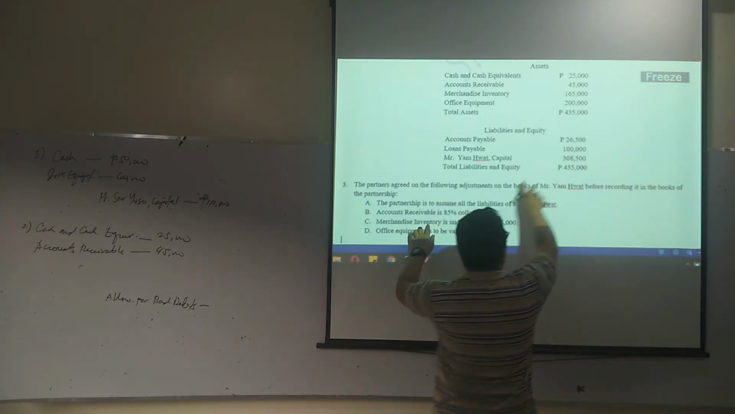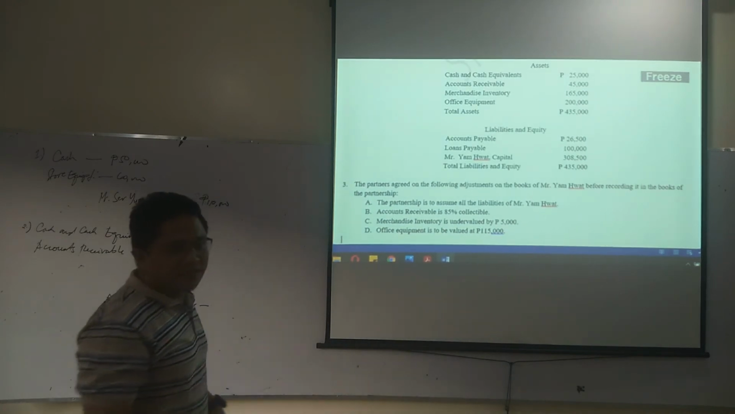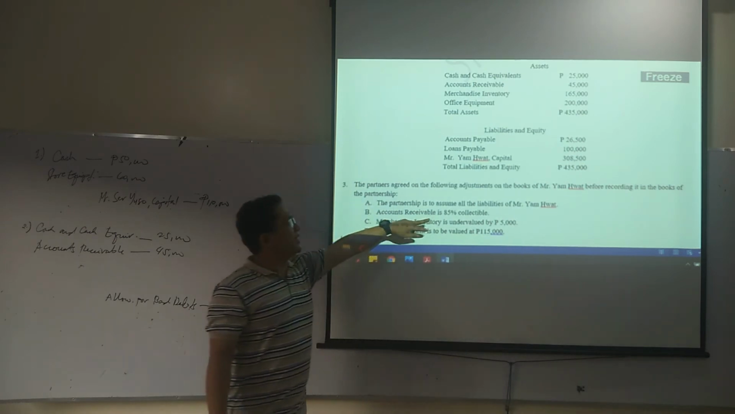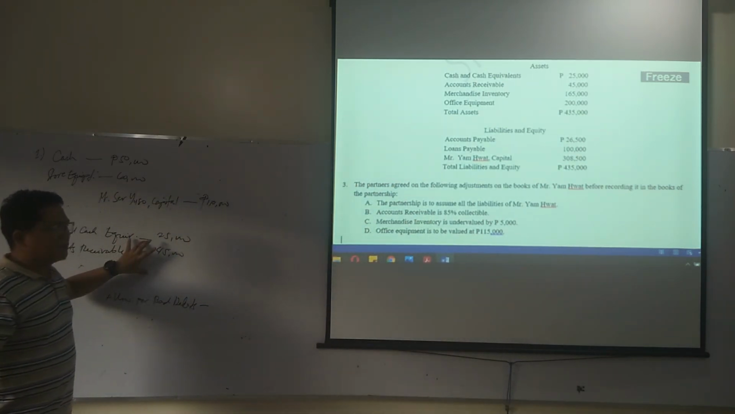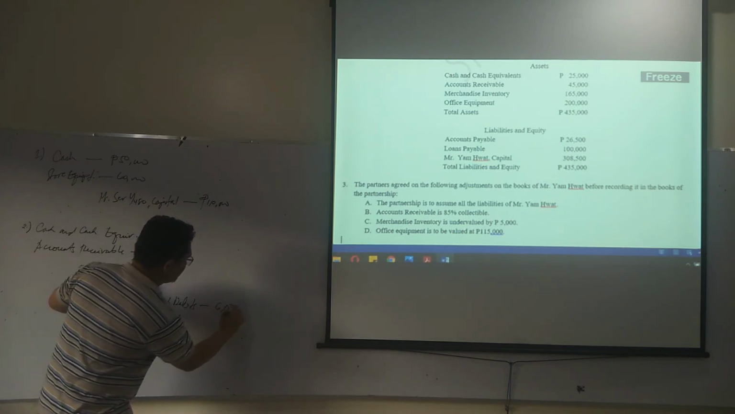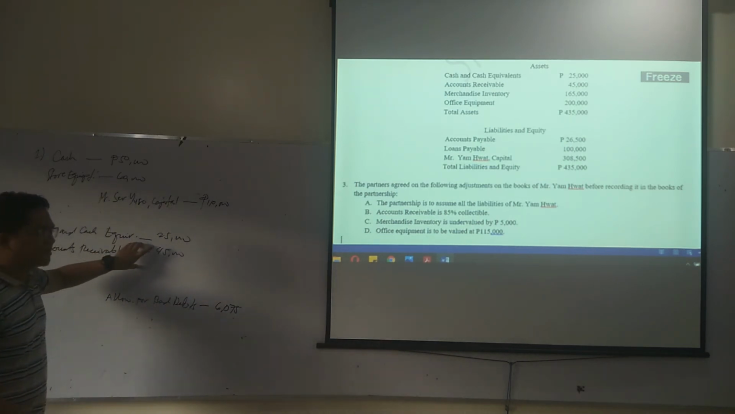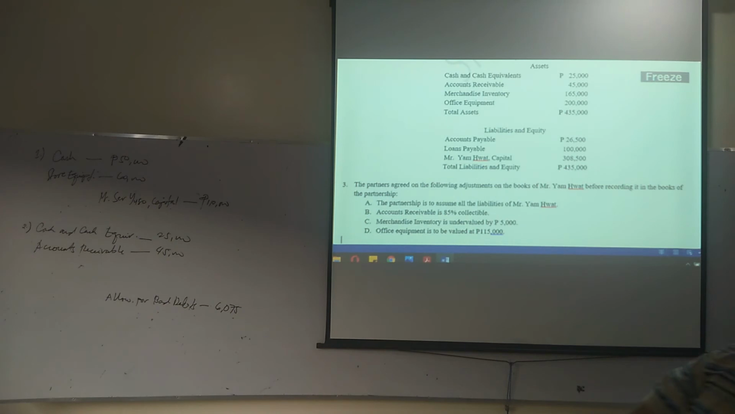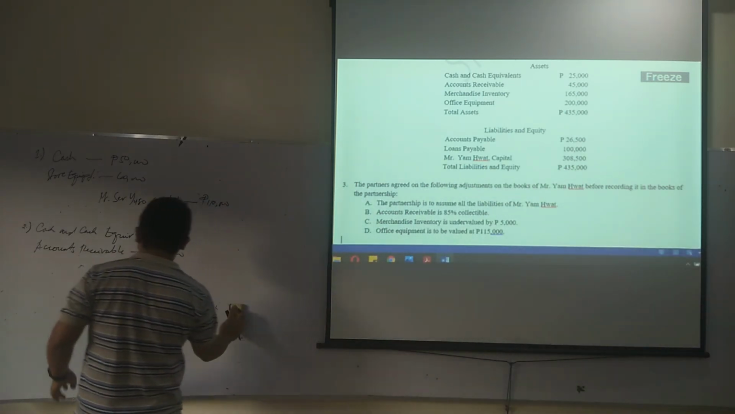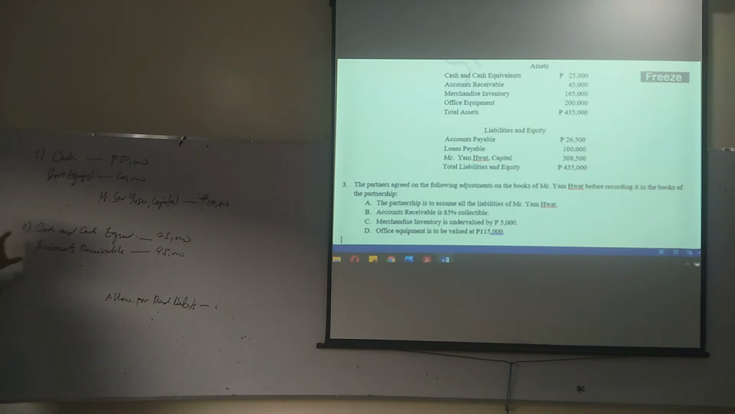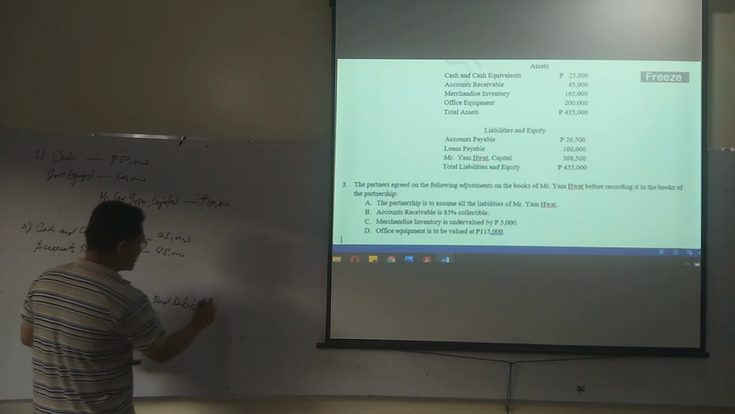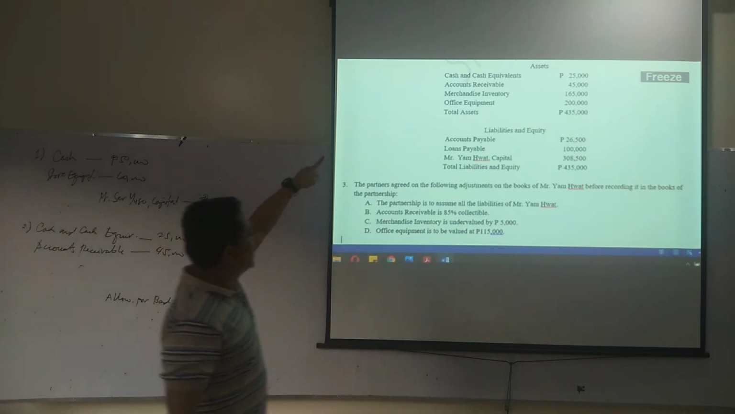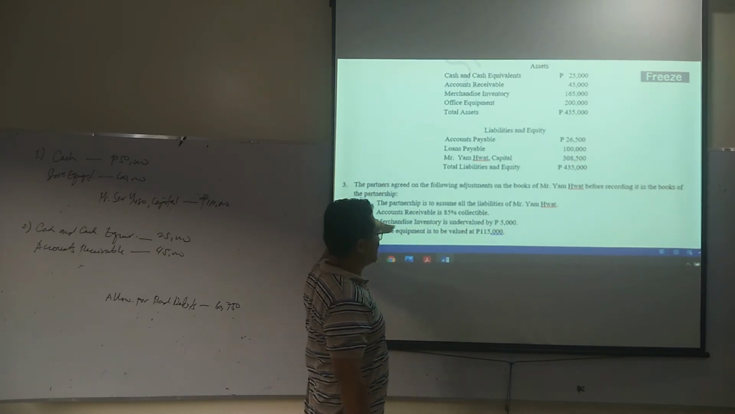So 15% of 45,000 is 6,750, sorry. 15% of the base accounts receivable is uncollectible. So that means 6,750 is uncollectible. Next, merchandise inventory. Merchandise inventory here has adjustments.